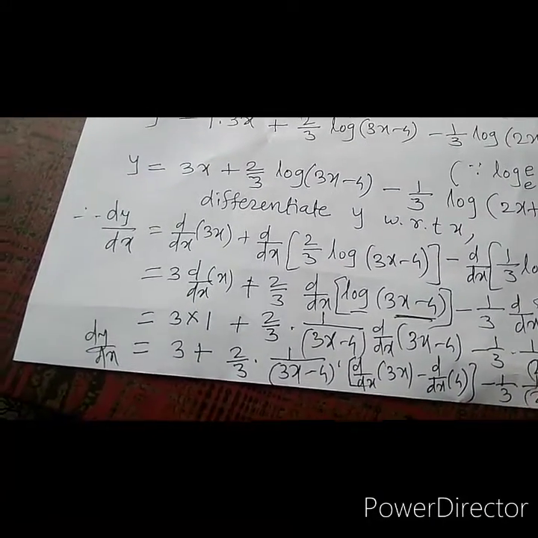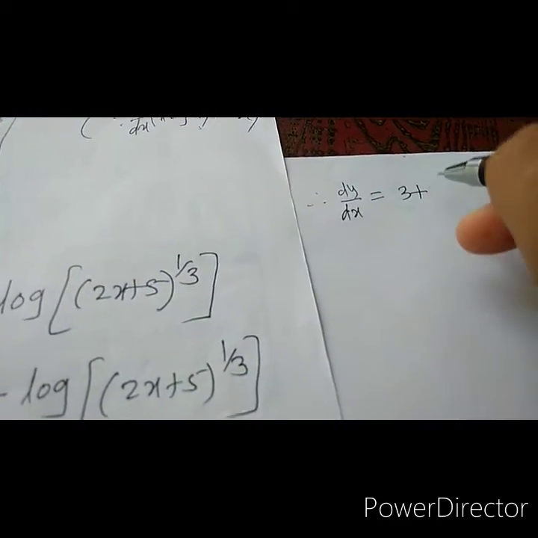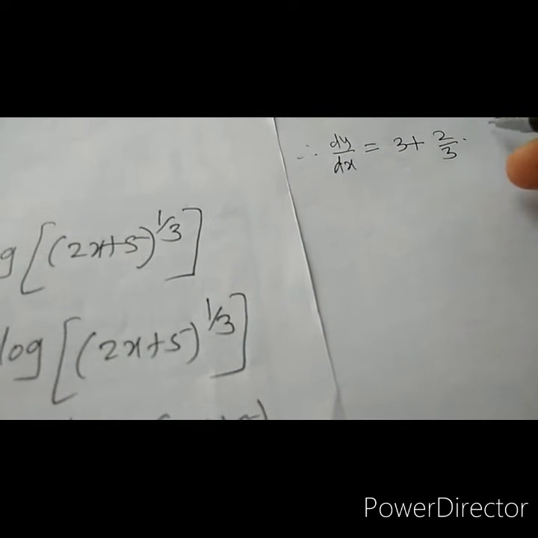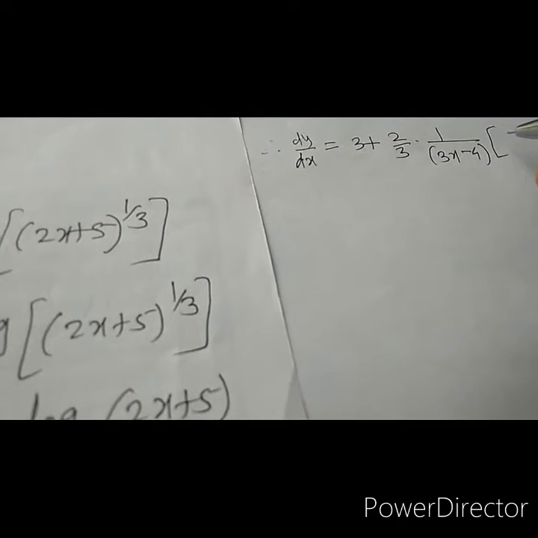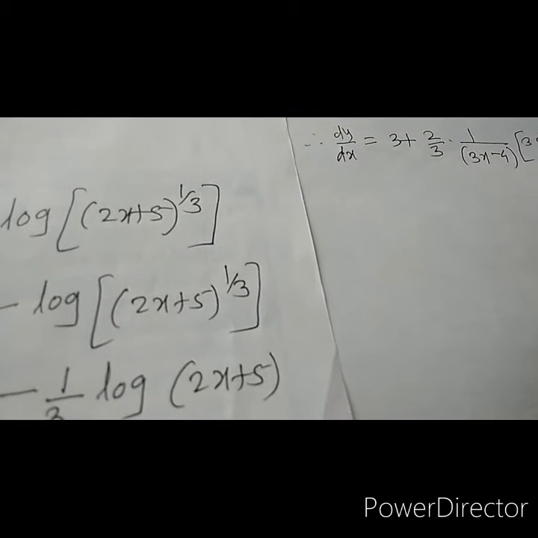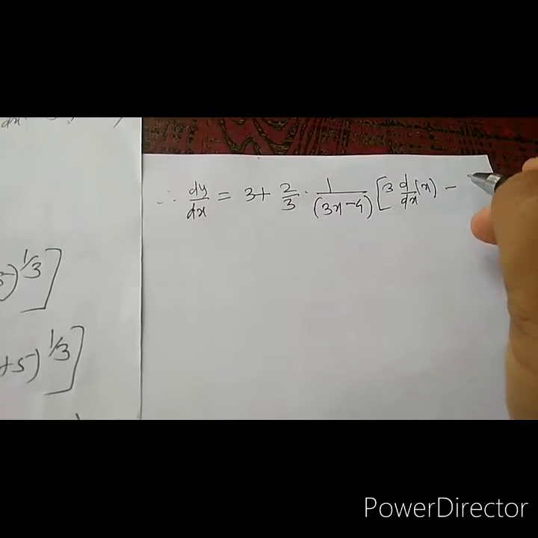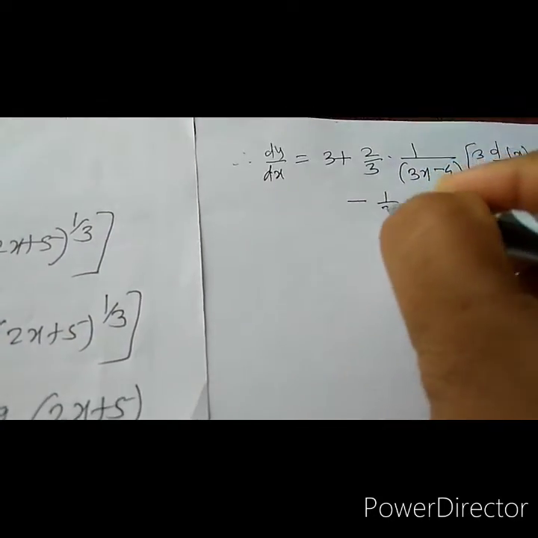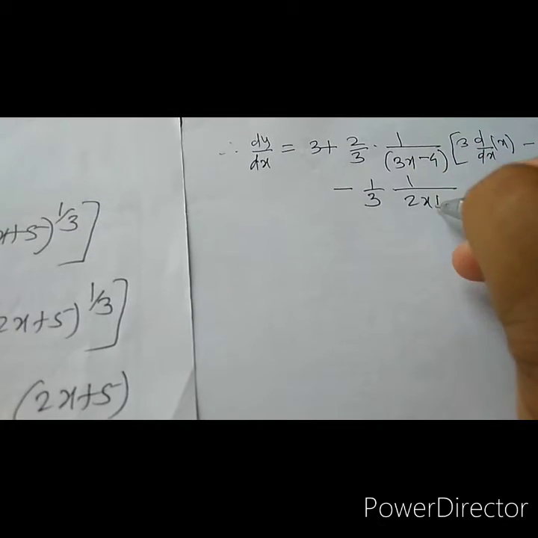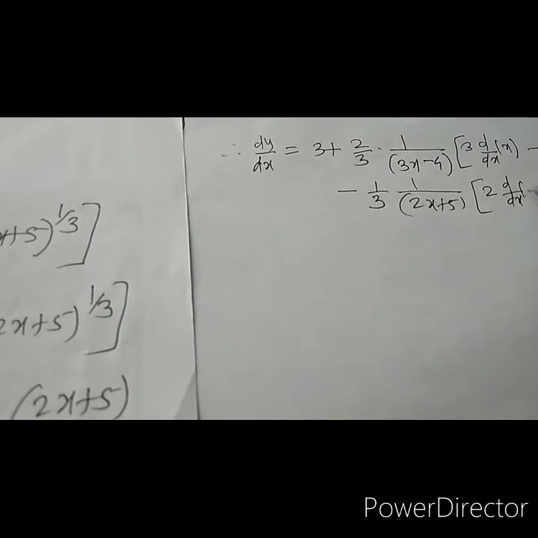Therefore dy by dx is equal to 3 plus 2 upon 3 into 1 upon 3x minus 4, derivative of 3x, that is 3 d by dx of x, and derivative of 4, a constant term, is 0, minus 1 upon 3 into 1 upon 2x plus 5, derivative of 2x, 2 is constant, d by dx of x, and 5 is constant, therefore its derivative is 0.